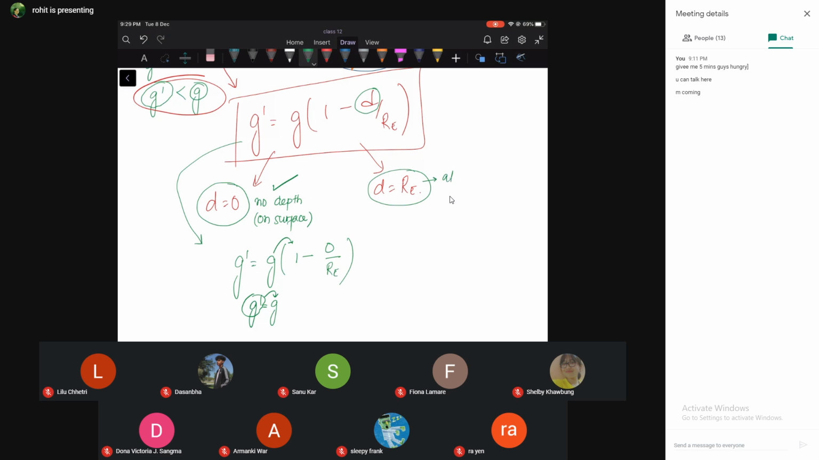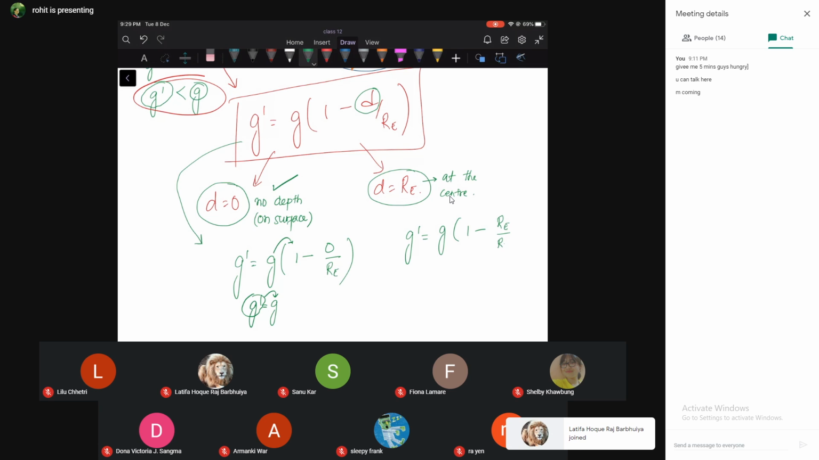Finally, I'm going to put d = R_E. That means we are at the center of the earth. When we reach the center of the earth, I get g' = g(1 − R_E/R_E). This R_E and R_E get cancelled and I'm going to get 1. 1 minus 1 is 0, so I simply get g' = 0. Just imagine, because this is 0, 0 times g is also 0. So what is the meaning of this?